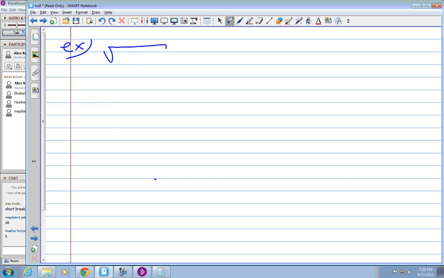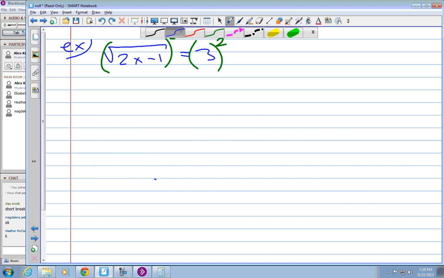The square root of 2x minus 1 equals 3. So all we have is just a single square root on one side of the equation and a constant on the other side. So the radical is already isolated, so I can go ahead and kill it. I'll do that by squaring both sides of this equation. So if I square both sides, it gets rid of the radical on the left. So the left-hand side is just 2x minus 1, and the right-hand side now is 9.